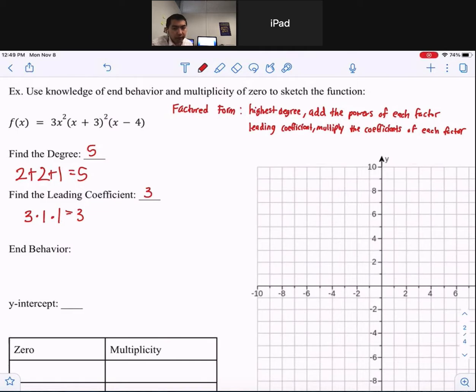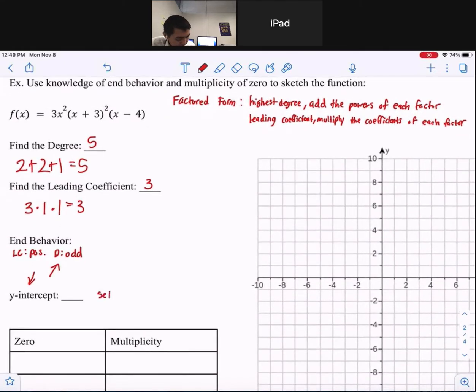Okay, now let's find your end behaviors. So the leading coefficient is positive. And your degree, it's odd. So a positive odd goes down and then up.